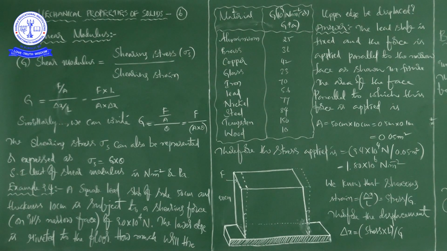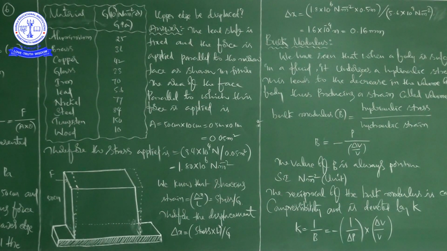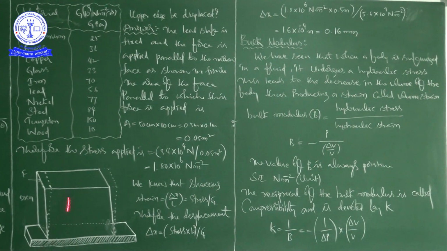See, they have given a square lead slab of side 50 centimeters and thickness 10 centimeters, subject to a shearing force on its narrow face of 9.0 into 10 to the power of 4 newtons. This is the force we are going to apply onto the square lead slab. The lower edge is riveted to the floor. How much will the upper edge be displaced? See the answer: the lead slab is fixed and the force is applied parallel to the narrow face, as shown in the figure.